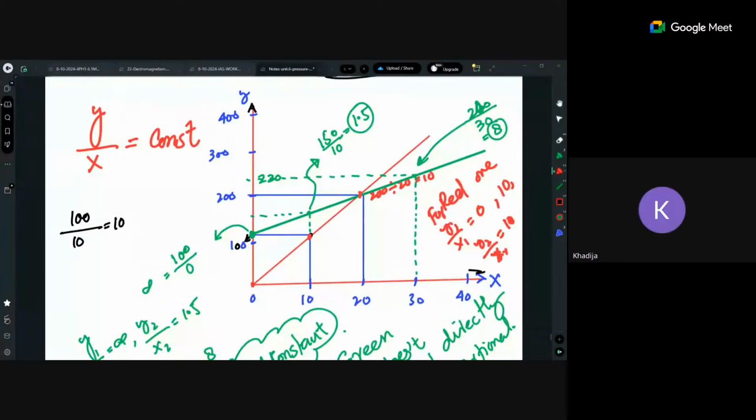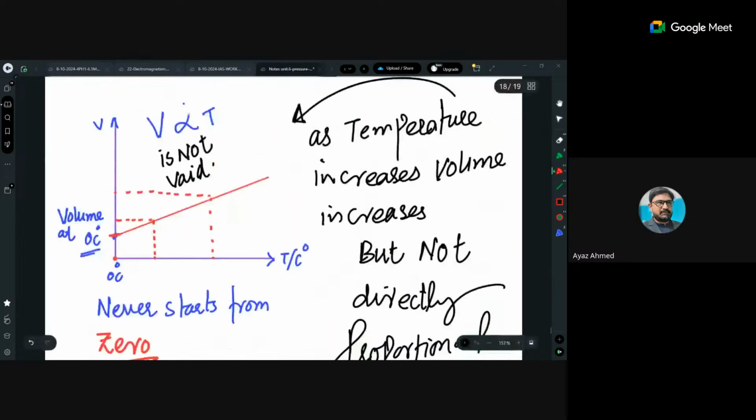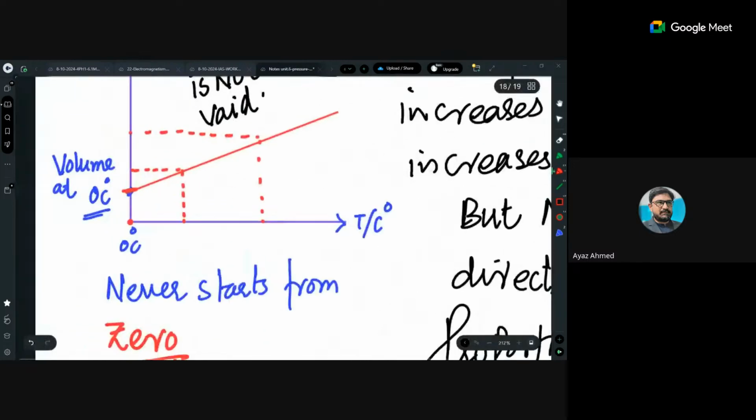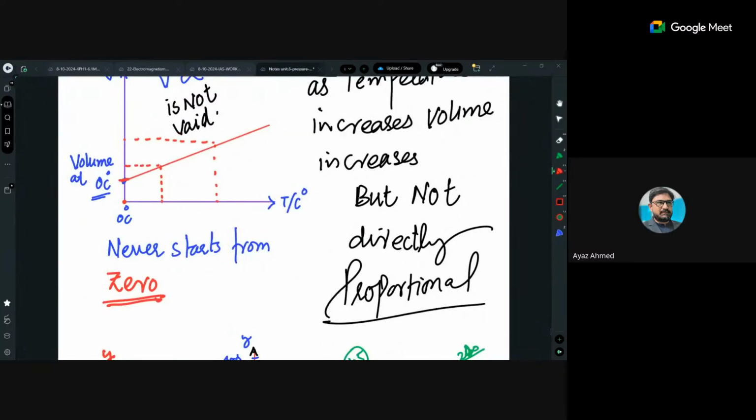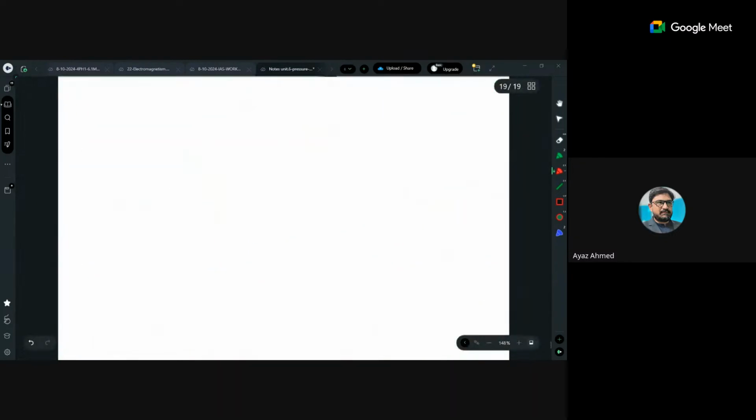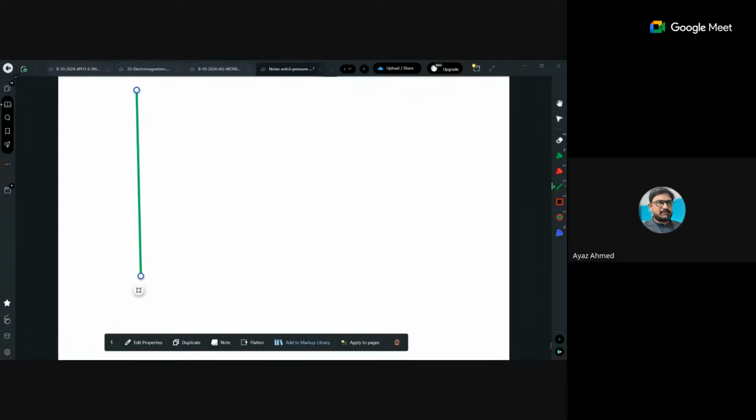Yes, sir. So that is why, when they follow the relation of proportionality constant, that graph is your directly proportional graph. Now look, the whole problem was coming here. What I told you, if this is not constant, then it means volume is increasing with temperature, but it is not directly proportional.